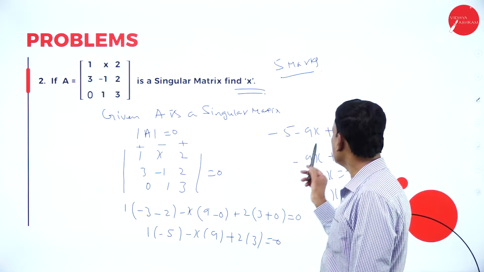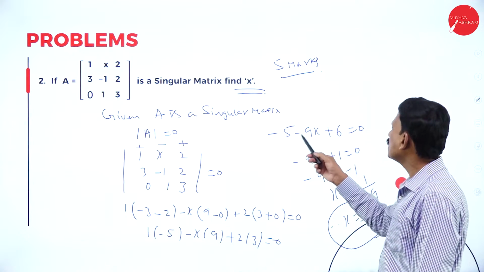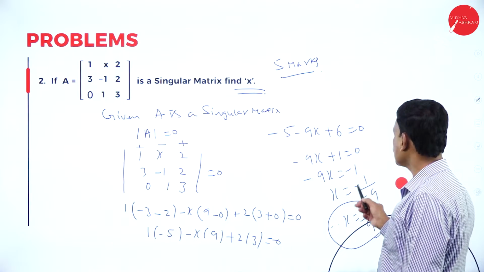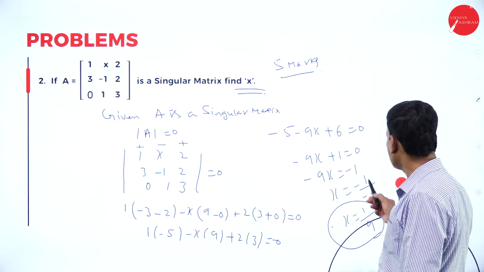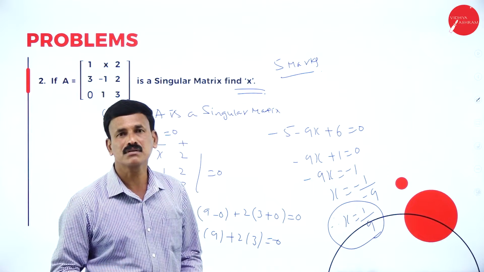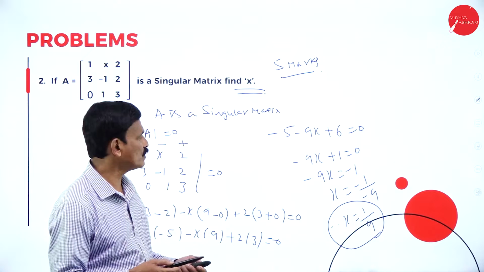So minus 5 minus 9x. 2 3s are 6. So minus 9x, 6 plus 6 minus 5 is plus 1. Minus 9x is equal to minus 1. Therefore, x is equal to minus 1 by minus 9 means x is equal to 1 by 9. That's all. So if you do this much, definitely you will get 5 marks. Very easy to get 5 marks in this.